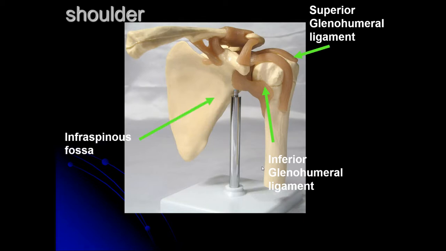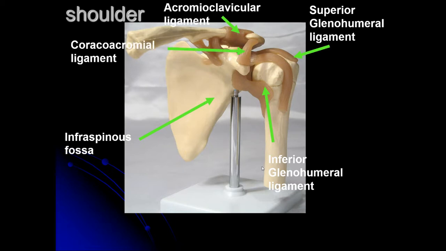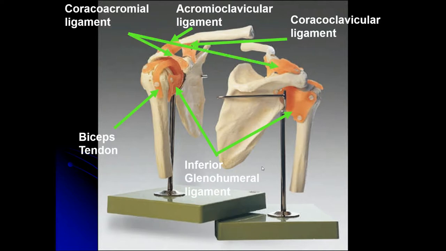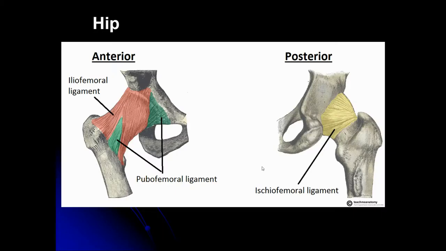We also have this one, which is between the clavicle and the acromion. We already named that one. And between the coracoid and the acromion, we already named that one as well. This is not a ligament. This is a tendon, and it goes to the biceps muscle. So if we look at it here, we should be able to figure out these ligaments.